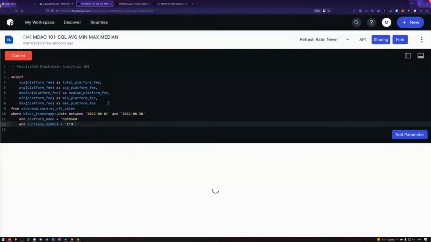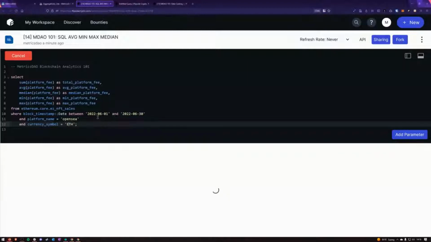This is taking a second to run, so I will wait. Hopefully it won't take too long. Presumably, when this returns, we'll have columns with sum, average, median, min, and max for those fees collected by OpenSea in the month of June. And that's great. We can calculate some stats and metrics across our result set.